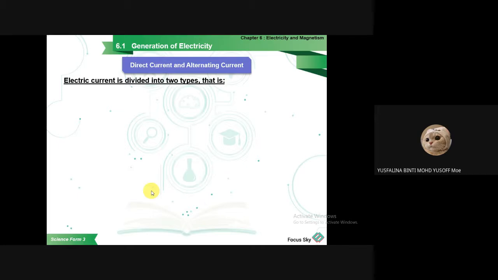For the next lesson I will continue with direct current and alternating current. I thought tomorrow, but no, on Friday. Yes, on Friday I will continue on this one.